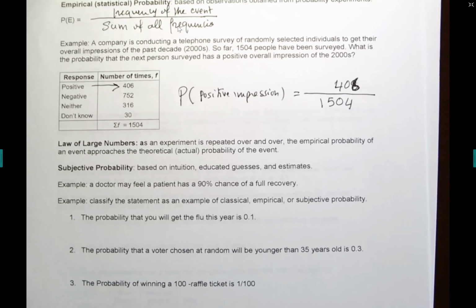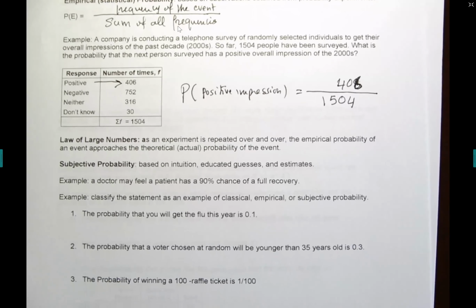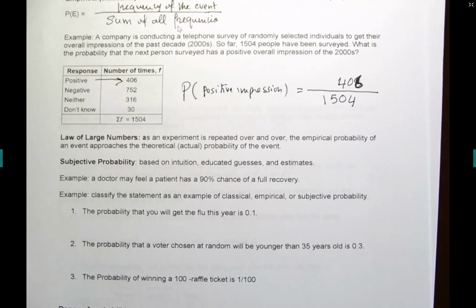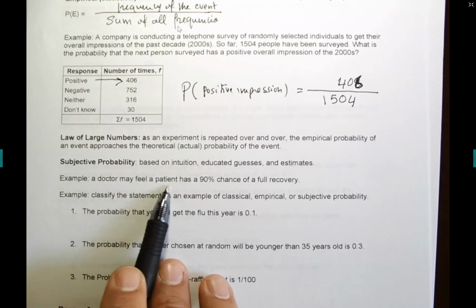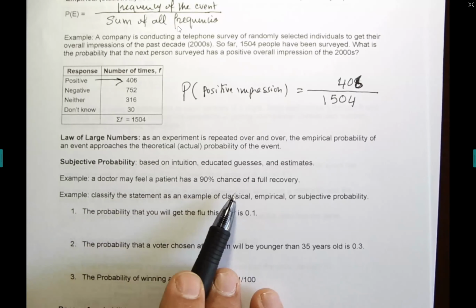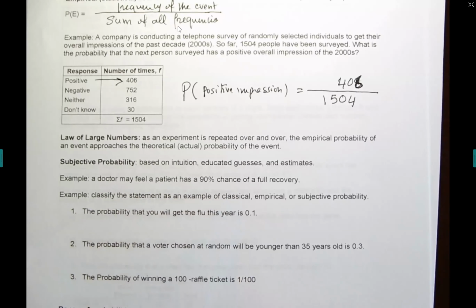Now, there is a third type of probability, guys. It's not very important to us. It's based on intelligent guesses, intuition, educated guesses, and estimates. For example, a doctor may feel a patient has a 90% chance of full recovery. When someone goes to a doctor for a surgery and asks the surgeon what's the chance that my surgery will be successful, the doctor will say 95. They never say 100% because they want to protect themselves.